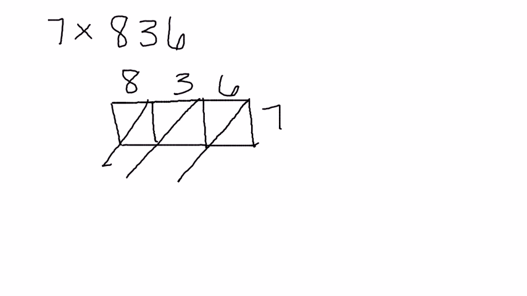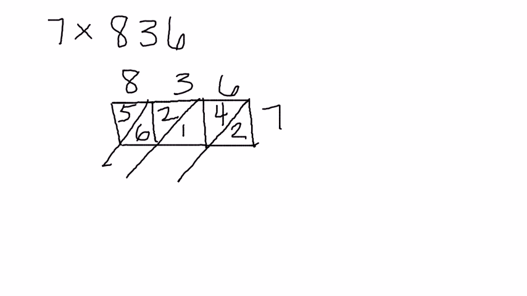All right, so let's get started. 6 times 7, 42. 3 times 7 is 21. And 8 times 7 is 56. Now let's try this addition again.